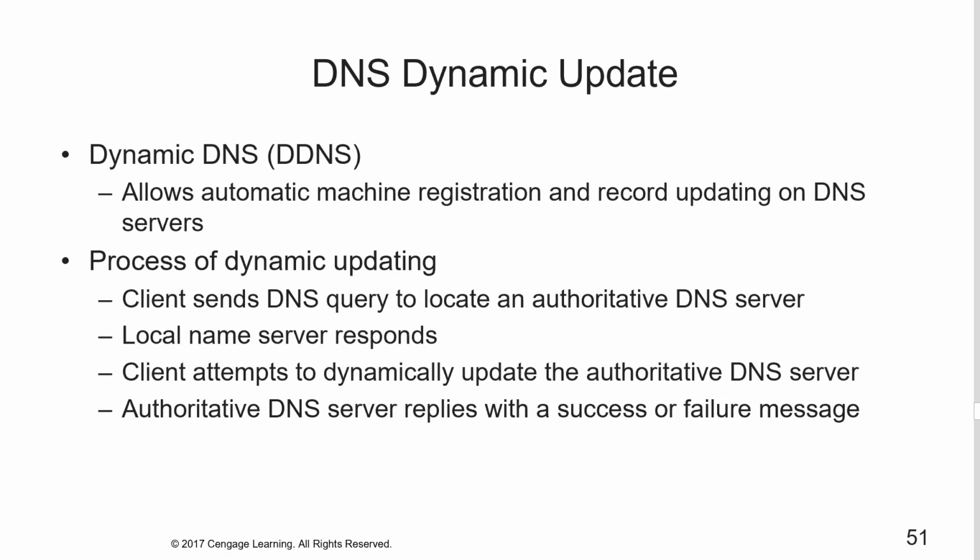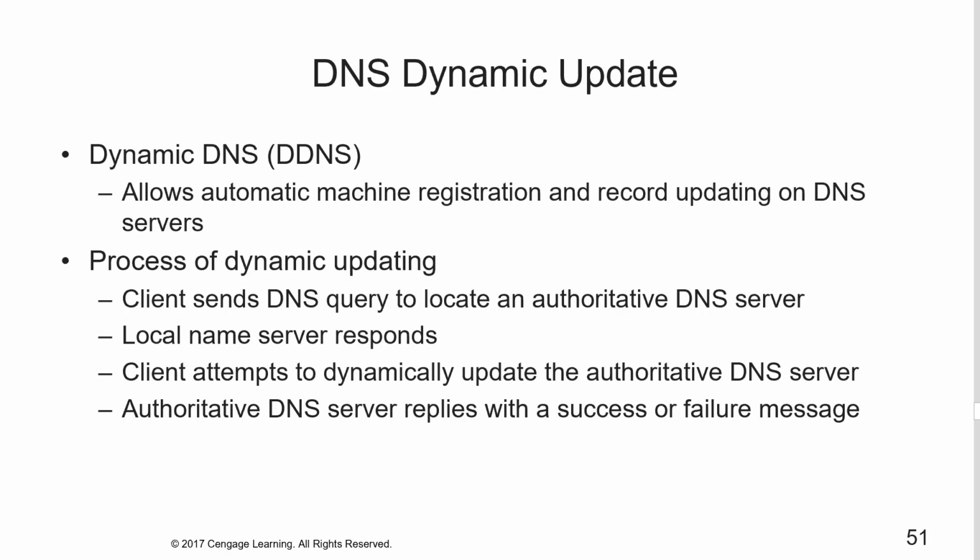So you might have heard DDNS, oftentimes on home networks, where your IP address changes on a regular basis, especially older style networks like modems or DSL, where we've talked about this in some of the other chapters. Your IP address might regularly change. You might have low lease times. This is where dynamic DNS comes into play. It allows for automatic machine registrations and record updating on DNS servers, and it's fairly straightforward from a high-level viewpoint.